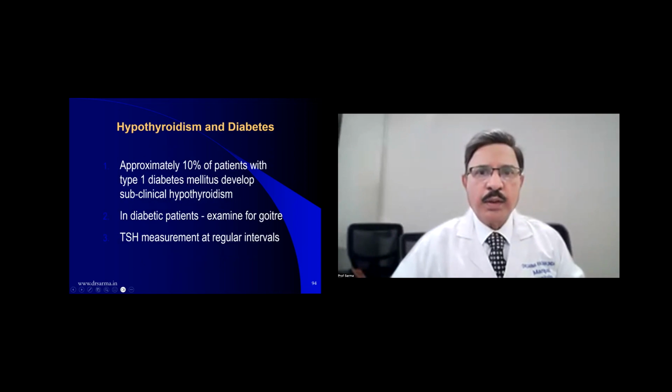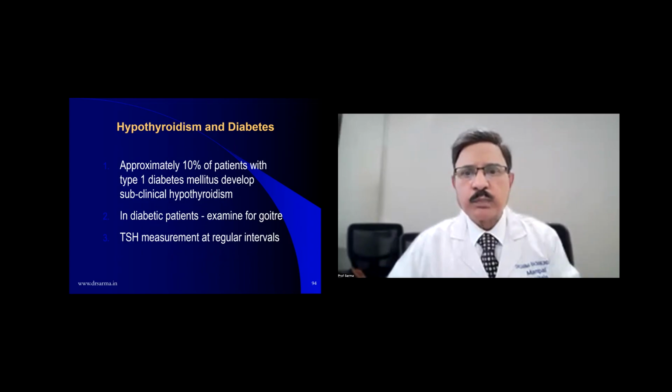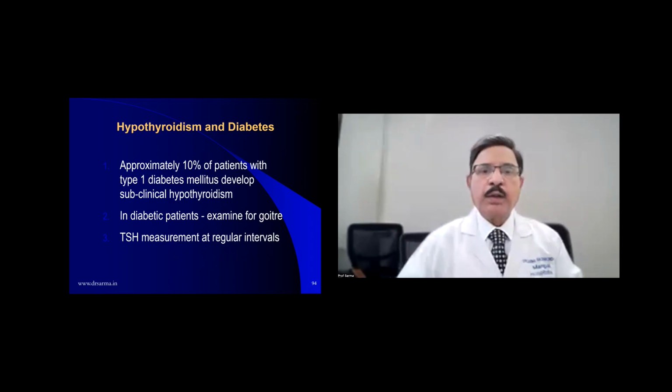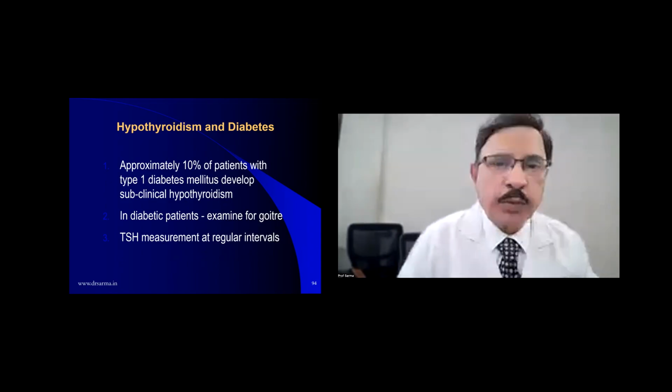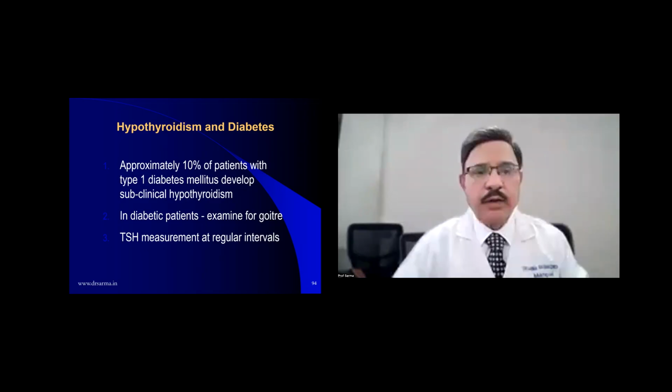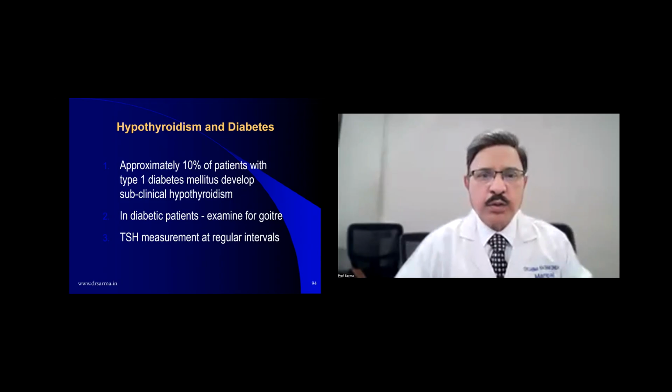Okay. Hypothyroidism and diabetes. Approximately 10% of the people with type 1 diabetes have hypothyroidism, because part of the hypothyroidism is autoimmune thyroiditis. Type 1 diabetes also is autoimmune. In diabetic patients, examine for goiter. TSH measurement should be done at regular intervals.